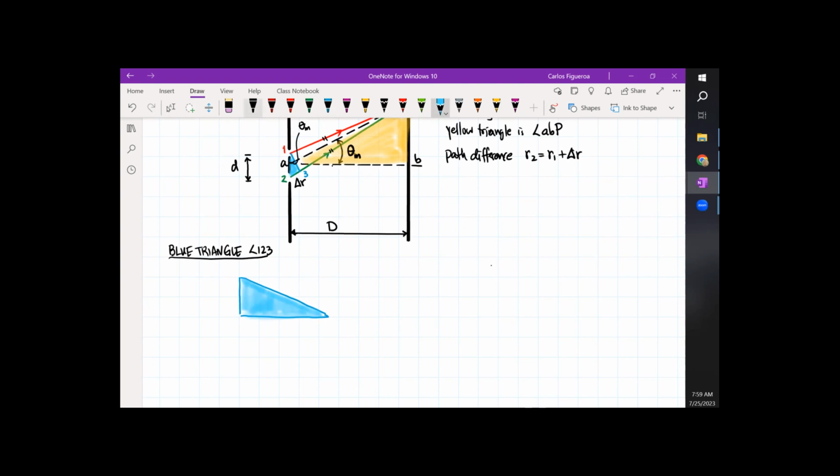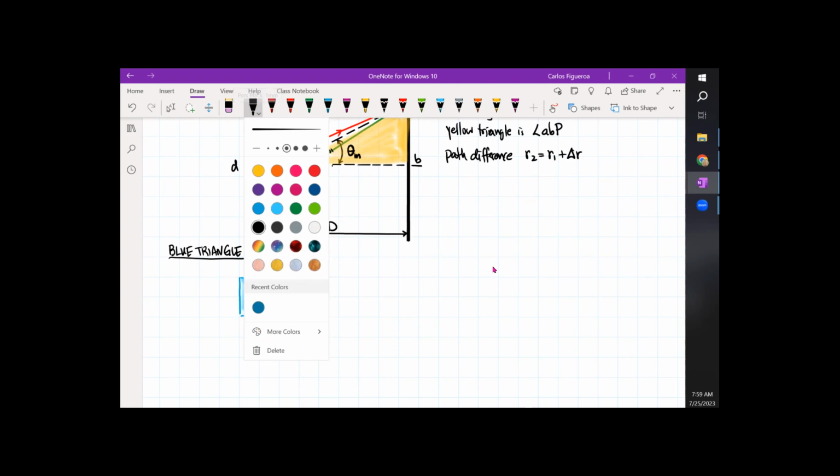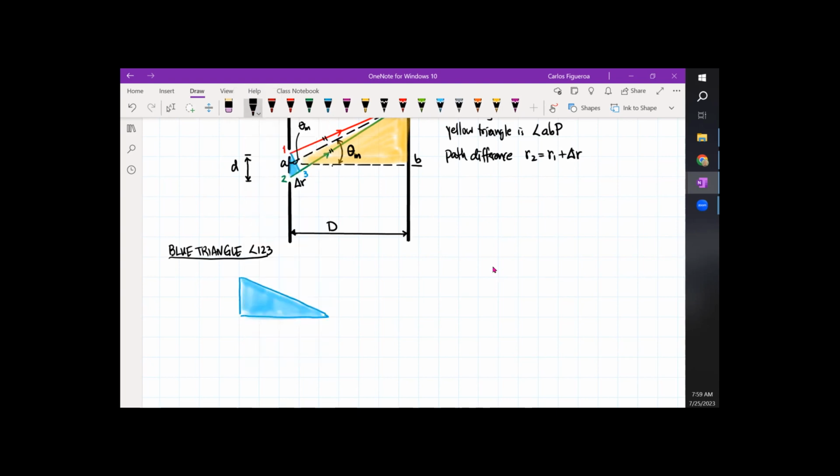And then I'm going to label my points as 1, 2, 3. So you could see that the distance, by the way, 3 is perpendicular to 1, like this, and 2. So this distance here is delta R. This distance is little d, the screen separation, and this is the angle that I've been calling theta.